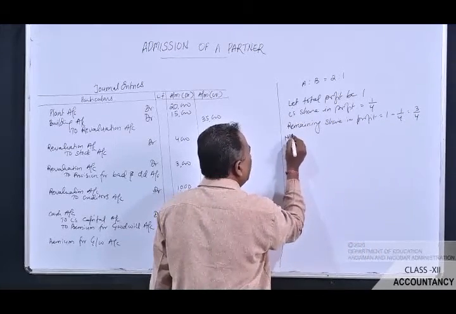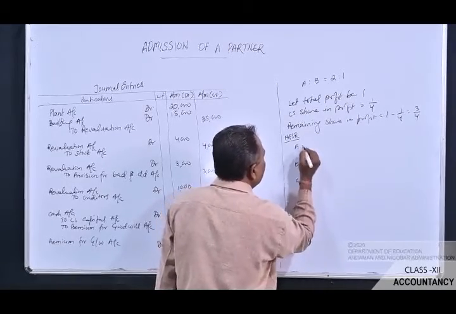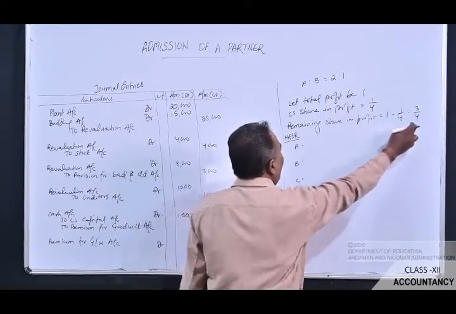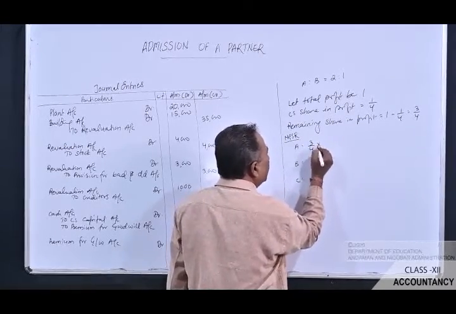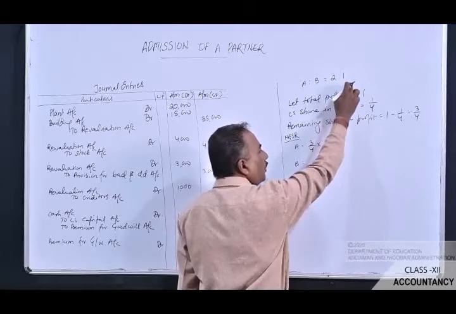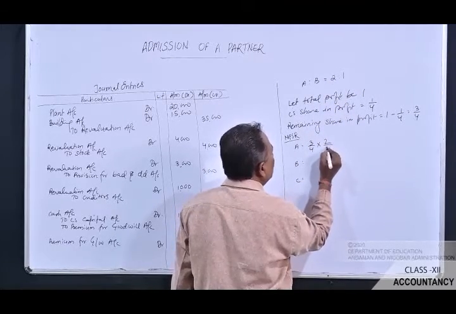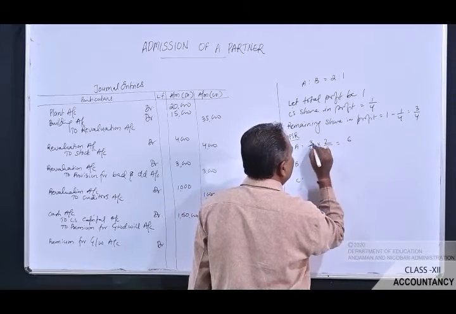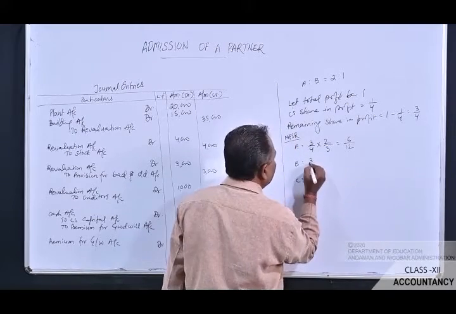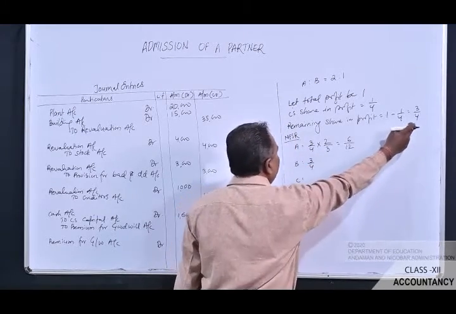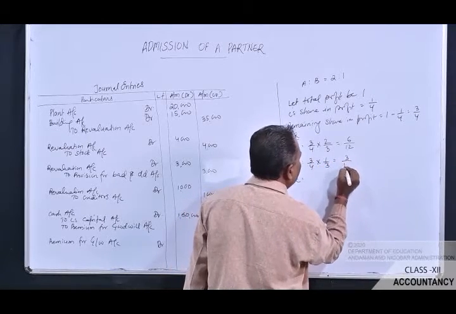Now let's calculate the new profit sharing ratio of A, B and C. A and B will get out of the remaining share in profit, which is 3/4, on the basis of the old profit sharing ratio. What is the old share in the profit of A? It is 2/3. So the calculation will be 3/4 into 2/3, which is 6/12. For B, he will also get out of the remaining share in the profit, that is 3/4 into 1/3, so 3/12.